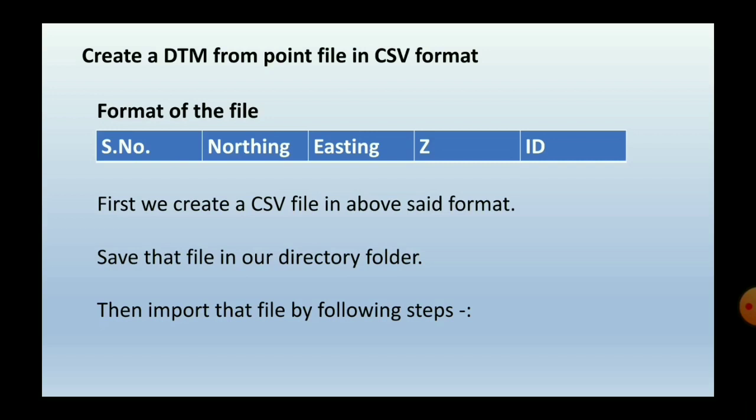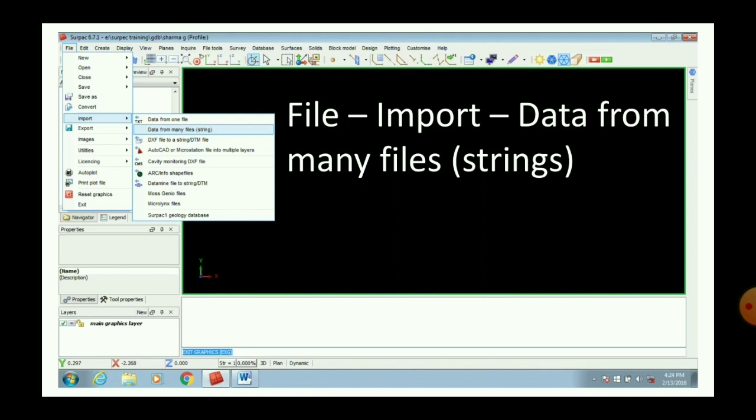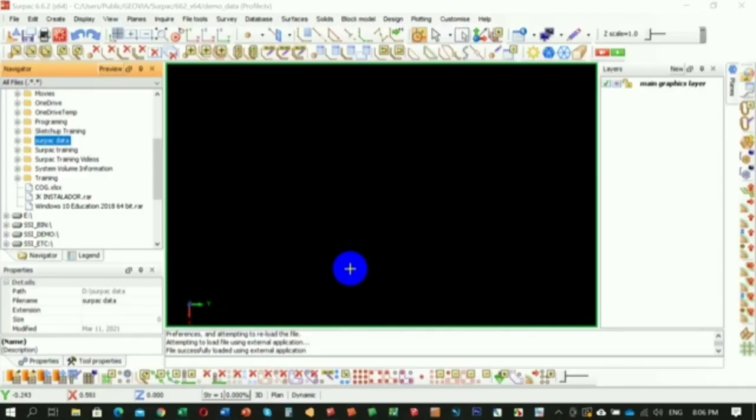First we create a CSV file in the above said format, save that file in our directory folder, then import that file by following these steps. We will go to File, Import, data from many files, strings. Then we will save our file and give a desired name to our file. The file will be saved as a string file.